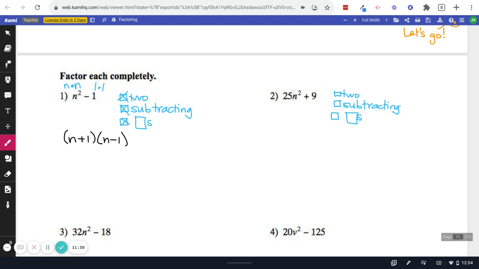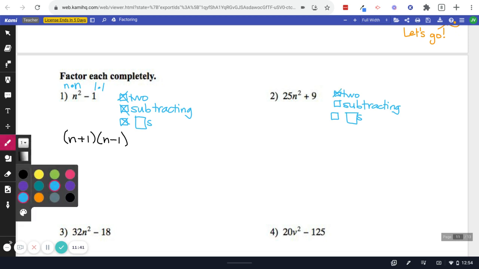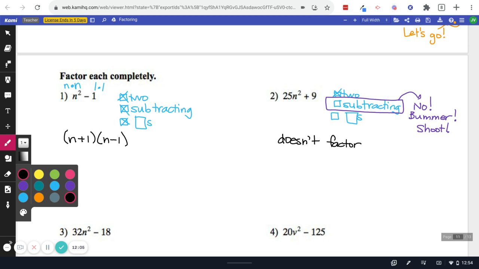Okay. Let's check the next one. Do we have two things? We do. Are we subtracting? No. Bummer. Shoot. We are not subtracting. Which all that means is it doesn't factor. So we just stop. We can't do anymore.